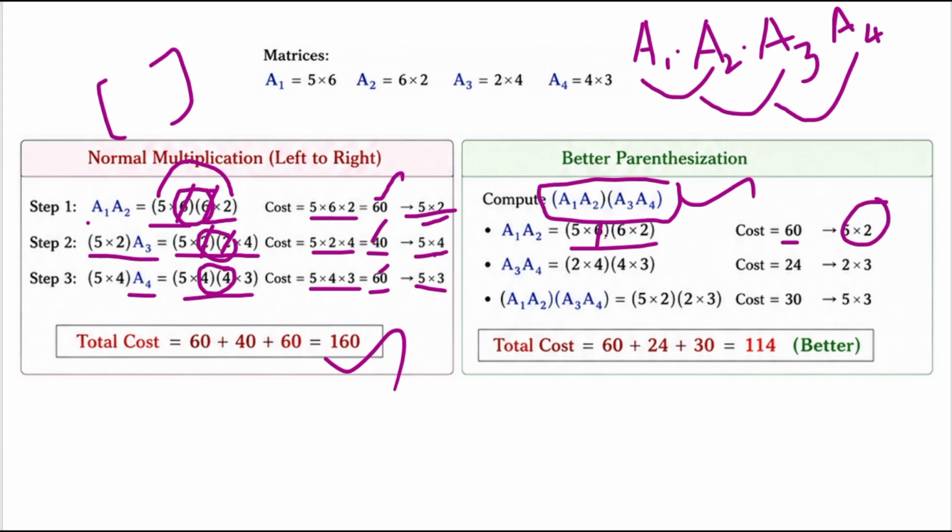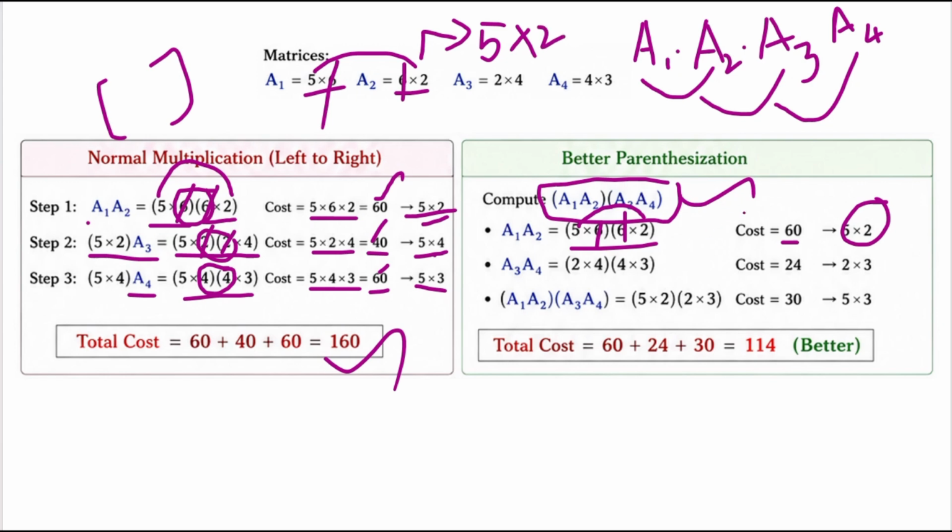We cancel these two, this row and this column value, column and row value. Then this is the resultant matrix dimension, 5 into 2. How to find the resultant matrix dimension is like this: we multiply this matrix with this matrix, and we get one result in matrix format. That matrix has the dimension 5 into 2. Just cut this common value, this column and row value. What is the remaining value? 5 into 2. So this is the dimension of the resultant matrix. Clear?